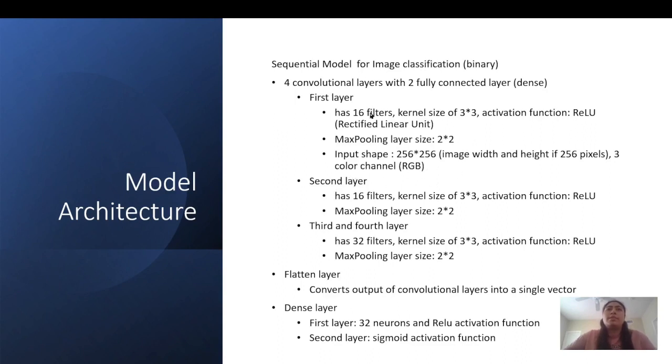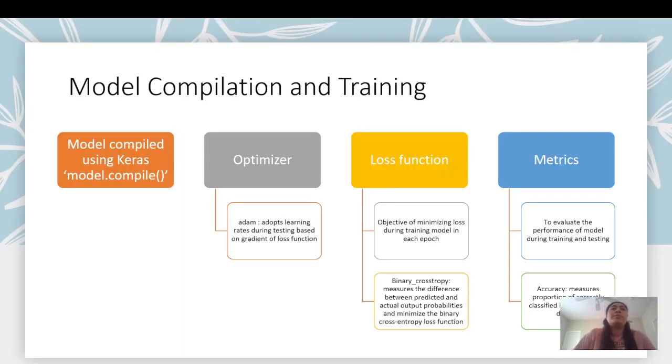The second layer consists of the same 16 filters, 3 by 3 kernel size, activation of rectified linear unit, and max pooling of 2 by 2. The third and fourth layers consist of 32 filters though. And then I have a flatten layer to convert the output of the convolutional layers to a single vector, and I have used 2 dense layers, which are 2 fully connected layers. The first layer has 32 neurons with the rectified linear activation function, and the second layer uses the sigmoid activation function. After the model is created, the model is compiled.